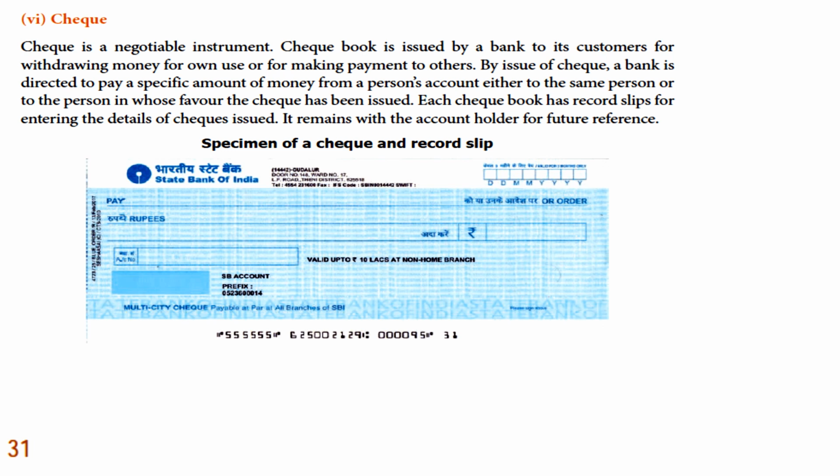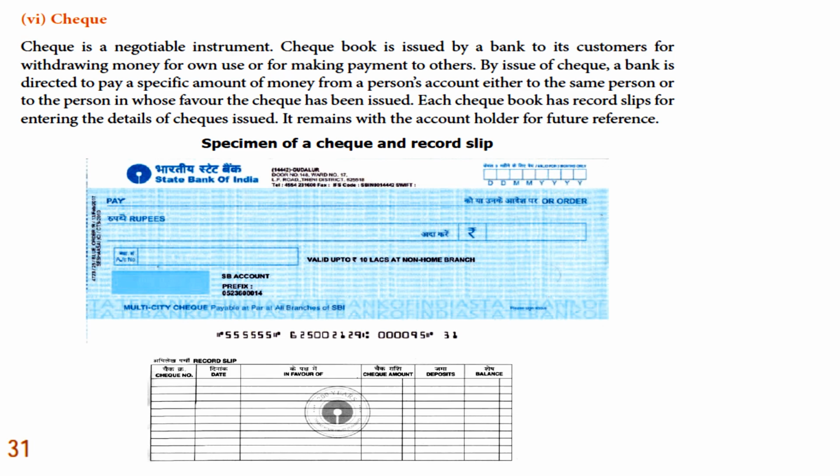Each checkbook has record slips for entering the details of checks issued. It remains with the account holder for future reference. So these are the things, the recording slip. So it remains for future reference. If we need to refer in future, all the details will be there. So this is what you have seen, right? You would have seen checks, how a check looks. So the same thing they have given here.